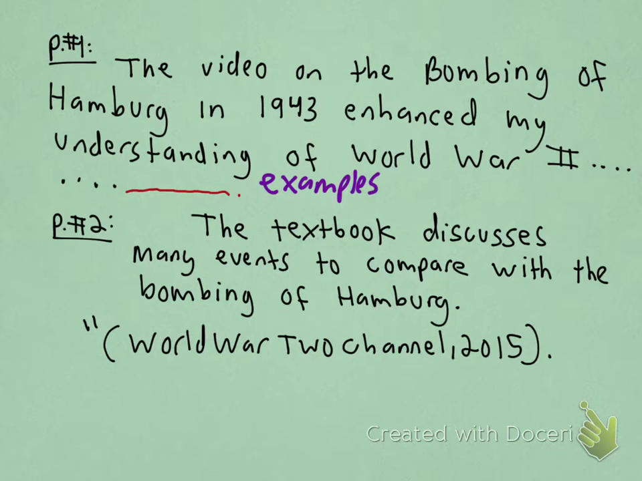Then what you'll do here in this example for the second paragraph is include other examples from the textbook. Remember, you need two direct examples and citations from the book for full credit. The tricky thing here is, for this assignment, the textbook does not discuss the bombing of Hamburg in 1943. Therefore, you have to put on your creativity hat and select two direct examples and cite those examples in your response for full credit this week.